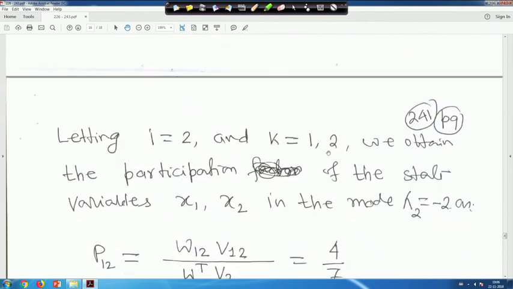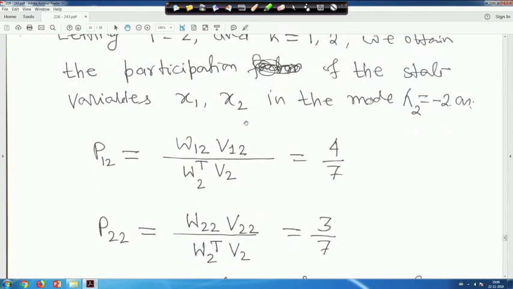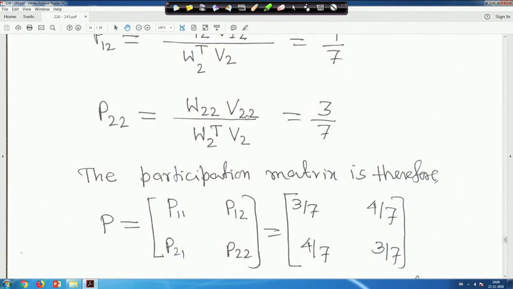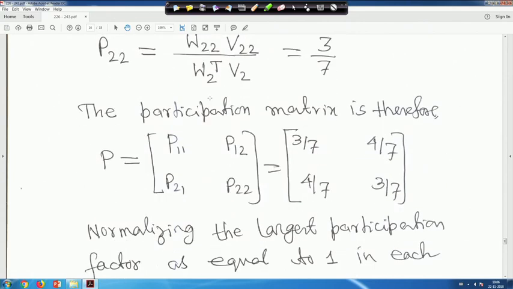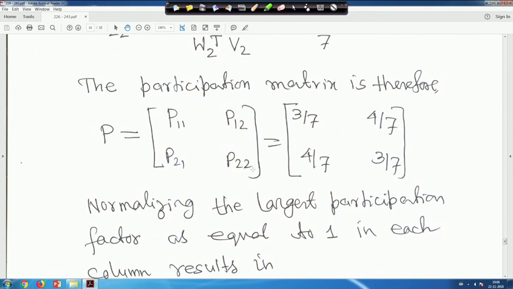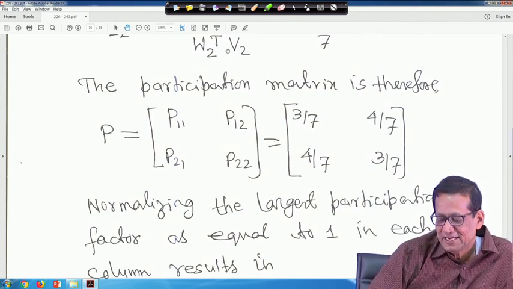Similarly, for i equal to 2 and k equal to 1, 2, you will get P12 as W12 V12 upon W2 transpose V2, that is 4 by 7, and P22 as W22 V22 upon W2 transpose V2, that is 3 by 7. So the participation matrix P11 P12 P21 P22 is 3 by 7, 4 by 7, 4 by 7, 3 by 7. Here you get it directly, using phi into psi, because everything has been taken care of. Please go through this.